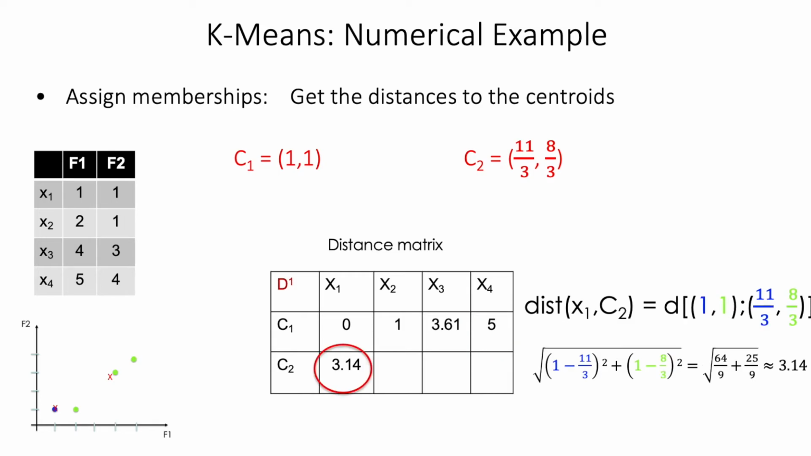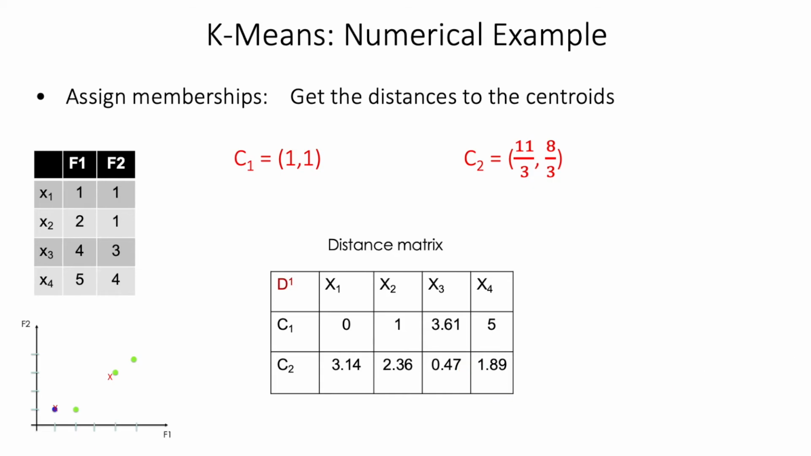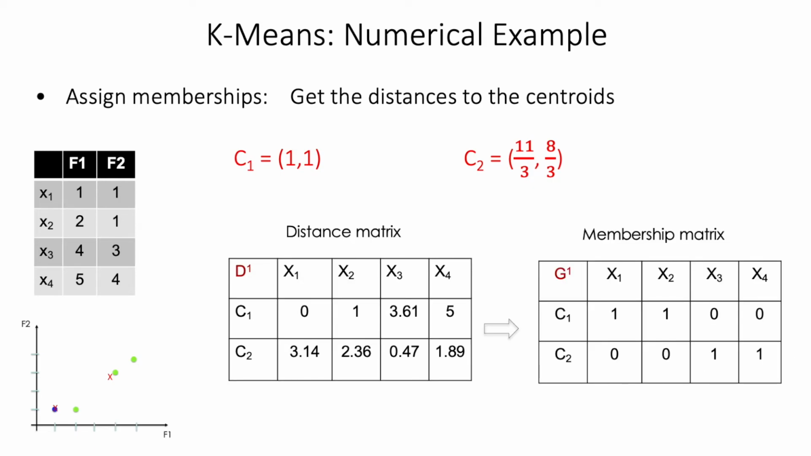So the distance between X1 and C2 is now 3.14. Why? Here's the calculation, right? Now the distance between X2 and C2 is 2.36. Same thing, we calculate the distance between X3 and C2, and finally X4 and C2. So we have the new distance matrix, D1, and now we can calculate the new membership matrix, G1.